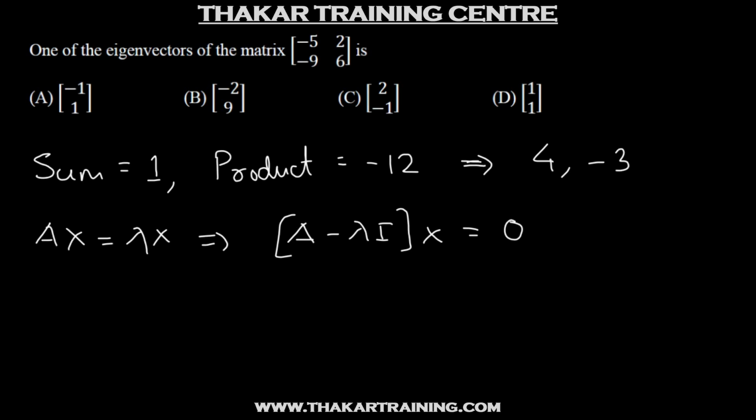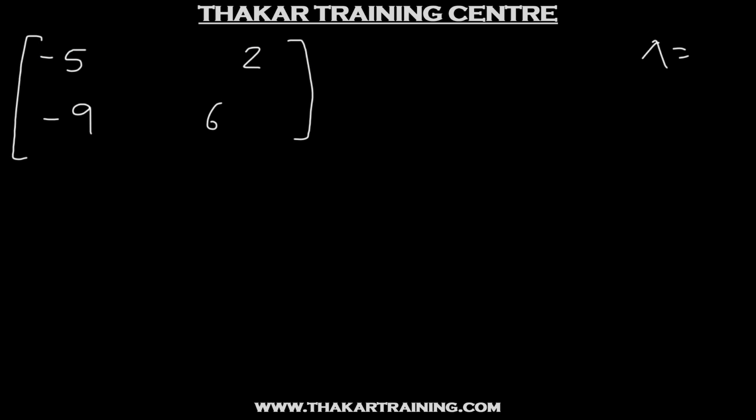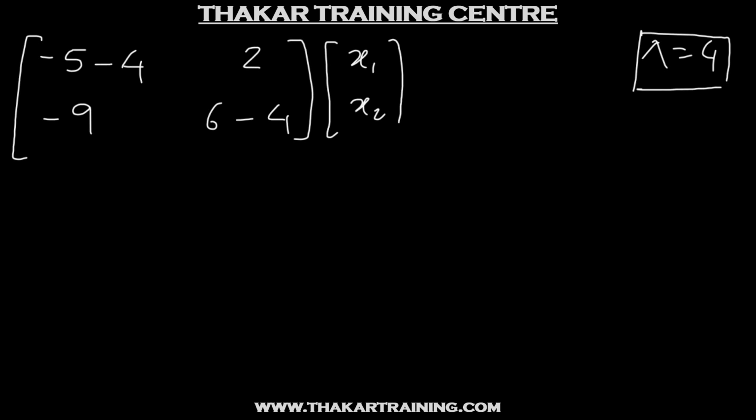What is matrix A? It is minus 5, 2, minus 9, 6. And remember, we are going to do A minus lambda I. Lambda is 4. So this is the calculation for lambda equal to 4. So I'll do A minus lambda I. So that turns out over here as this, times, let's suppose vector x is x1, x2, and so this is 0, 0.